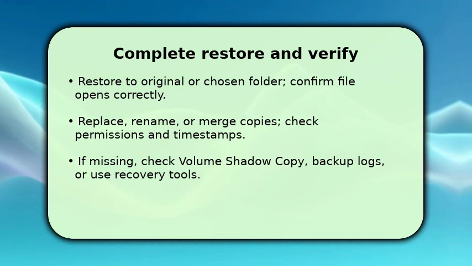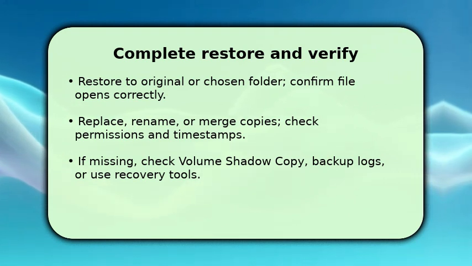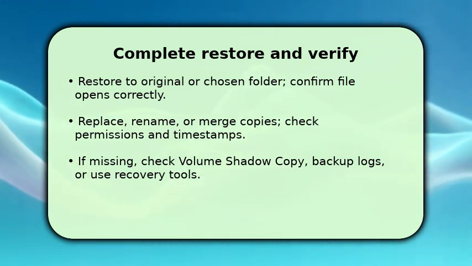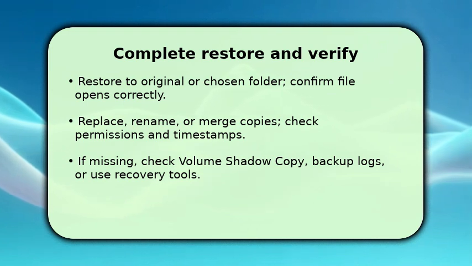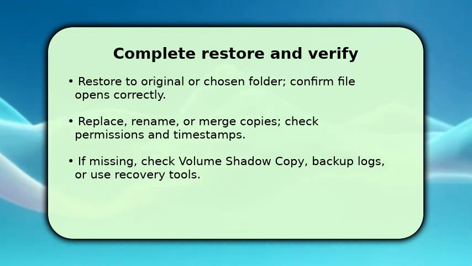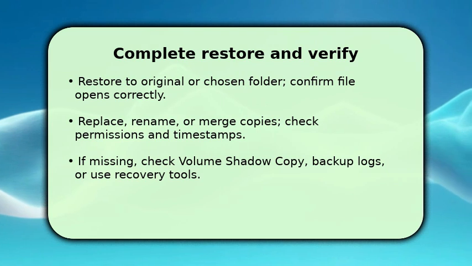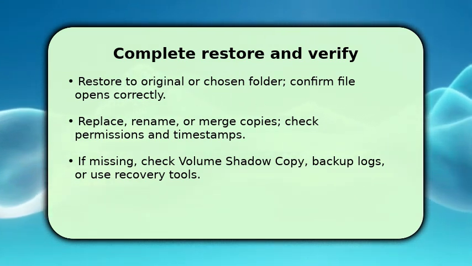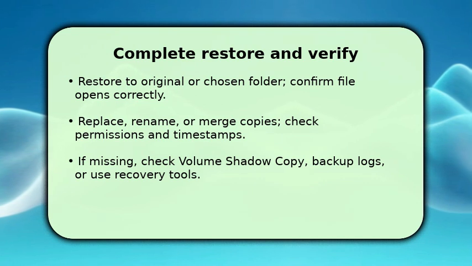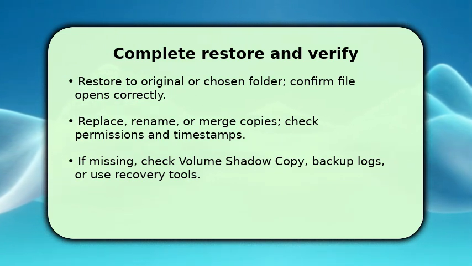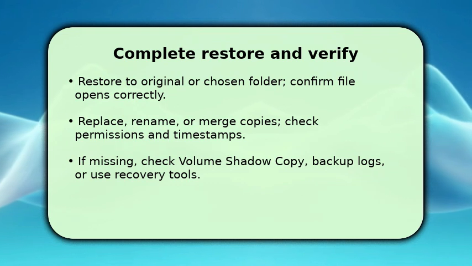After restoring, open the file to confirm it functions, verify permissions and timestamps, and run a quick validation if it's a database or binary. If the expected version isn't available, the key troubleshooting tip is to check that volume shadow copy or file history services are running and that backup logs show successful saves. If not, consult recovery tools or recent full backups immediately.